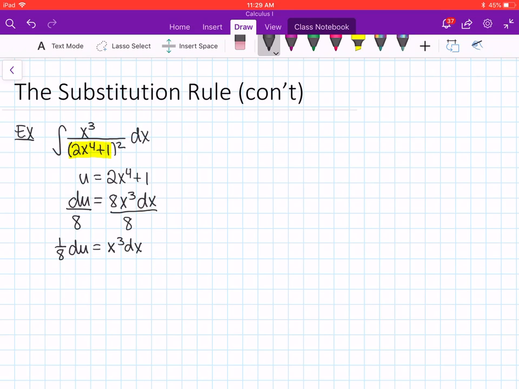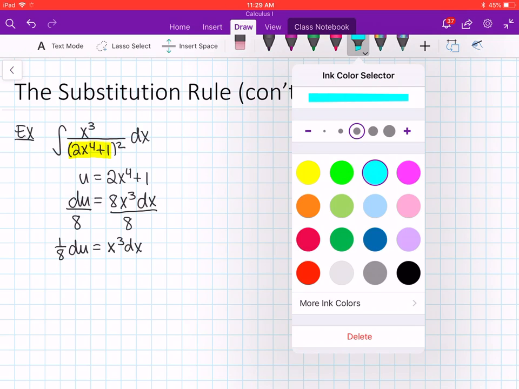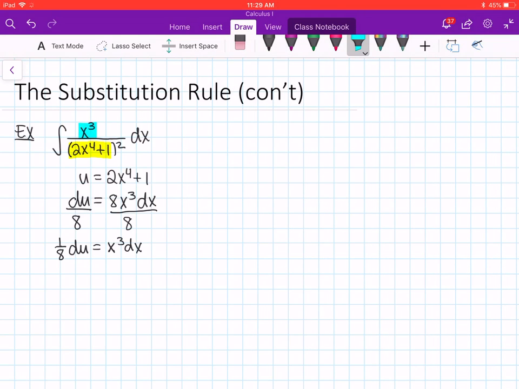Alright, and that's exactly what we have there. So maybe I'll highlight that in a different color. So we got x cubed dx. Alright, so now what we're going to do is actually do the substitution. What I have highlighted in yellow is what u is. So we got 1 over u squared when we do that substitution. And then the blue is exactly 1/8 du. Alright, so the 1/8 is just a coefficient, so we can take it out of the integral. And then we're left with 1 over u squared du.